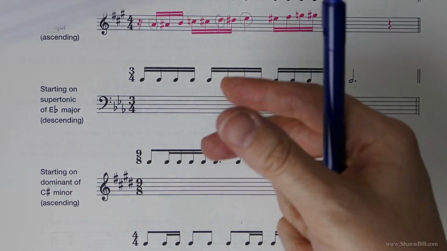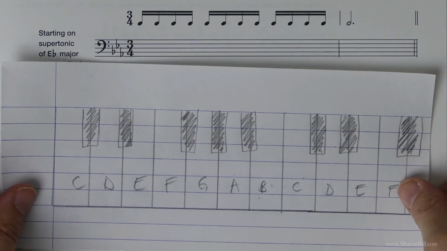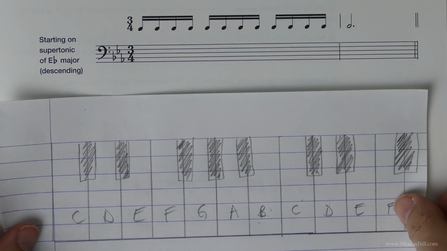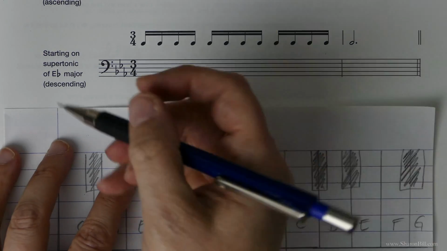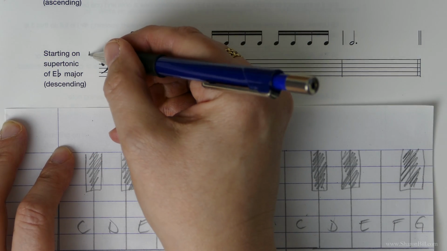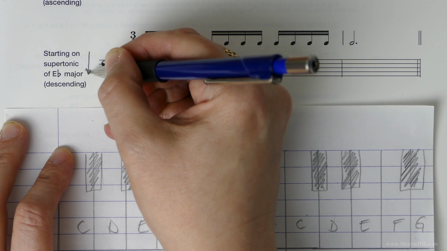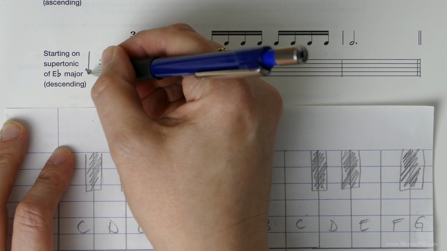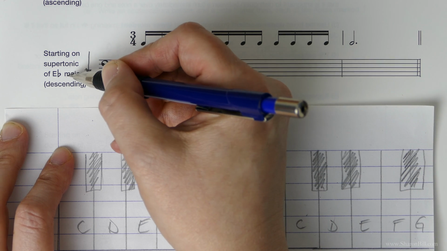If I just pop this, I think it'll be better below. Make sure you can see everything that's going on there. That's it, I think we can see now. So we're in the key of E flat major and we're descending, so it's easy to get sidetracked, so I'm just going to give myself a clue straight away. We're going down. We're starting on the supertonic, which is the second degree of the scale.